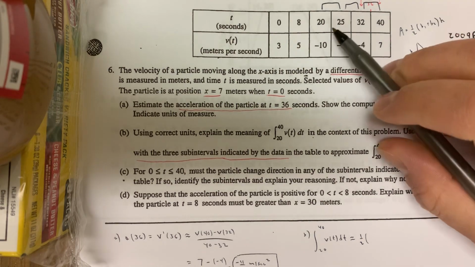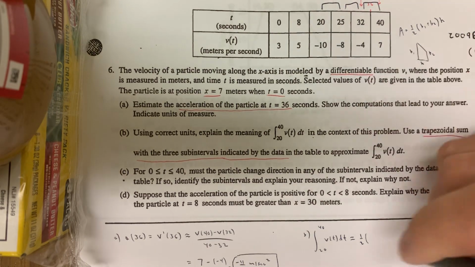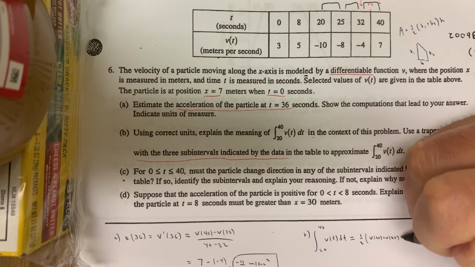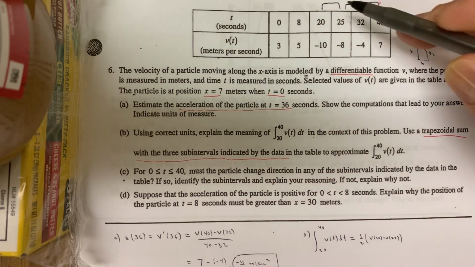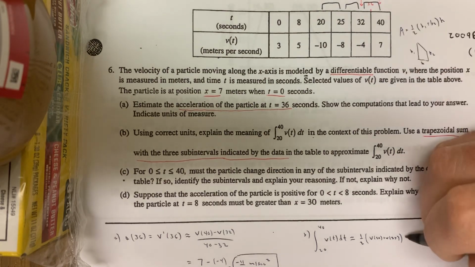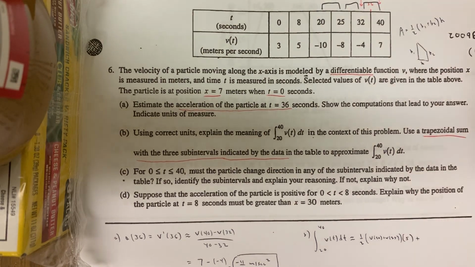b1 plus b2, well, the first trapezoid goes from 20 to 25, so v of 20 plus v of 25. And then the height is just going to be your delta t in this case, which is 20 to 25, which is 5. And that right there, that's the area of the first trapezoid.